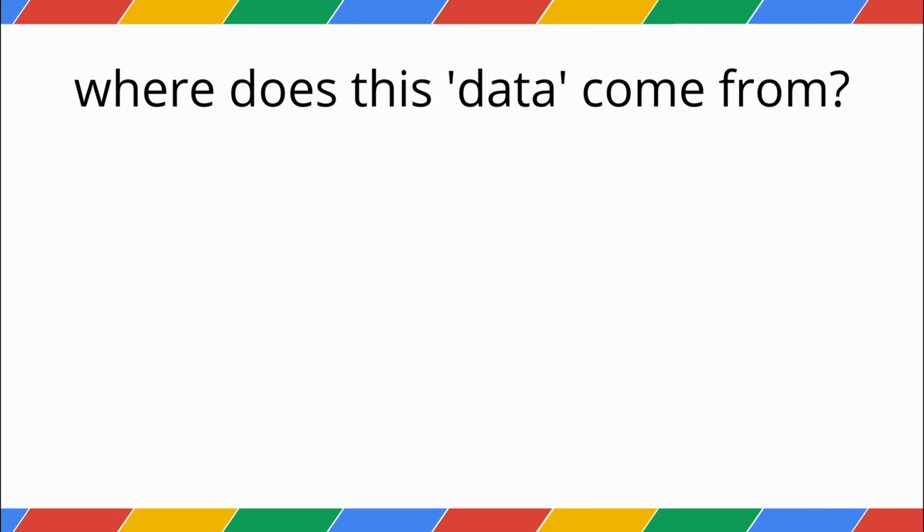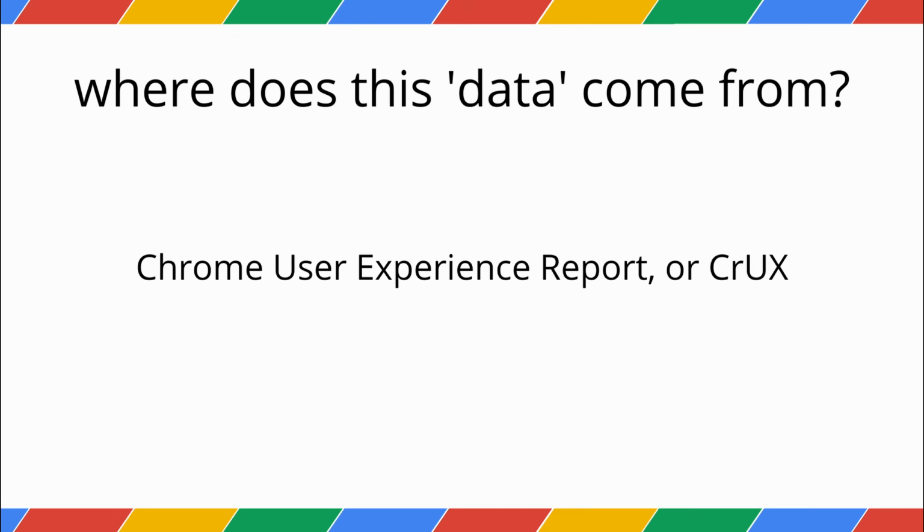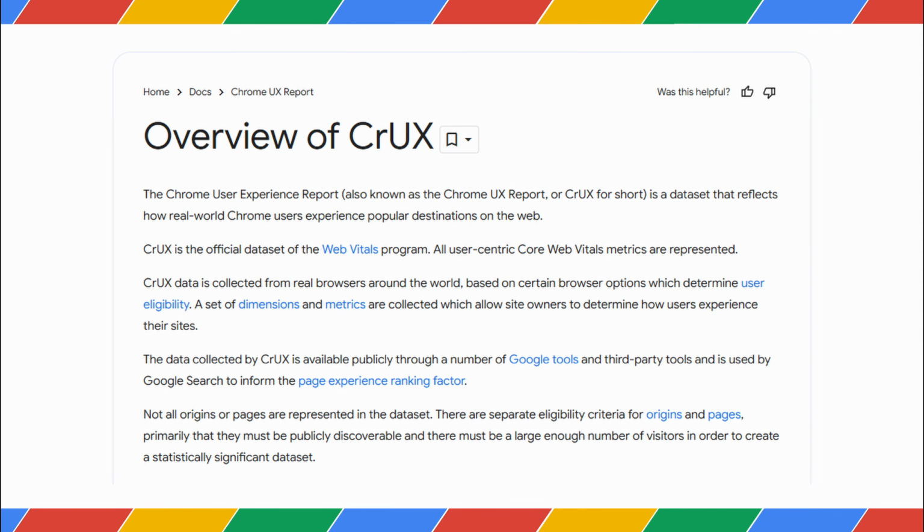So where does this data come from? It comes from something called the Chrome User Experience Report, or CrUX for short. The CrUX dataset is a public database that collects anonymous data about how real people experience websites. When users are browsing the web on Chrome and have agreed to sync their data and some usage statistics related to generating the report. Curious to learn more in detail? Don't worry, you will find the resource link in the video description or in the community post.